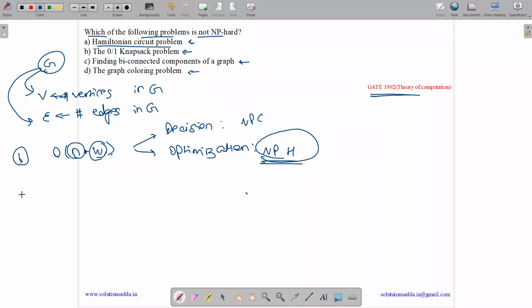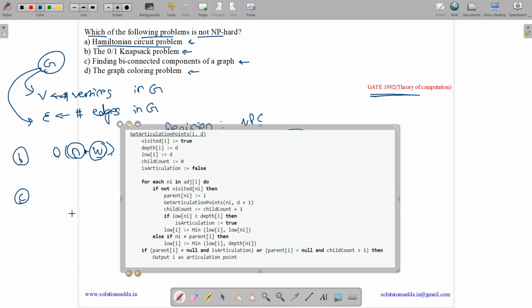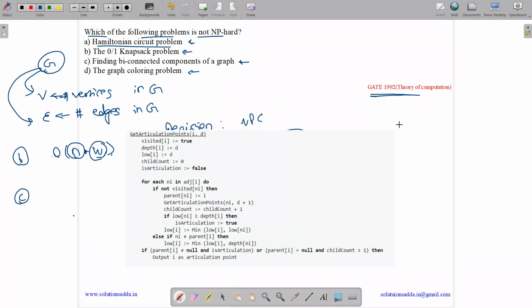Okay, let us see option C. Option C states finding the bi-connected components of a graph. You can refer to the Wikipedia algorithm. This algorithm has been given in Wikipedia. It's basically related to how to find the number of bi-connected components. It's based on depth first search of the graph. So what's the complexity of depth first search? It is order of V plus E. Thus it is a polynomial time algorithm and not NP-hard. So C is not NP-hard.